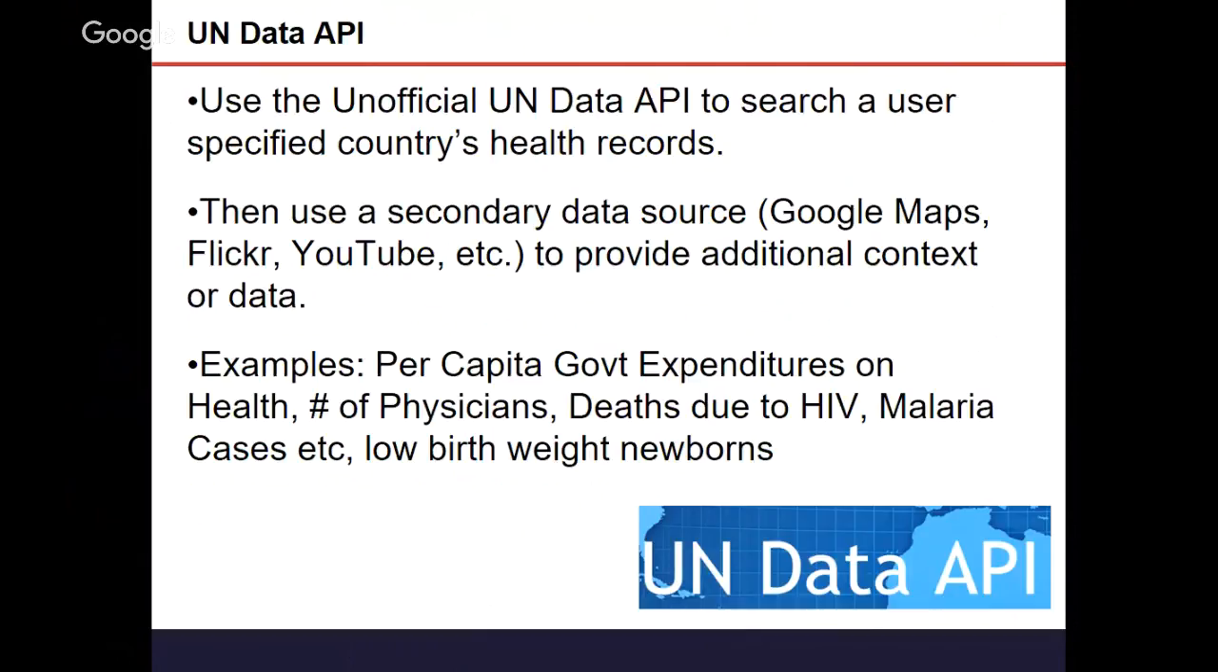And then show sort of correlation. So if there's a low number of physicians, there might be a high number of deaths due to malaria or something like that. Any questions on this one? You guys all sort of see how this would work? Okay.